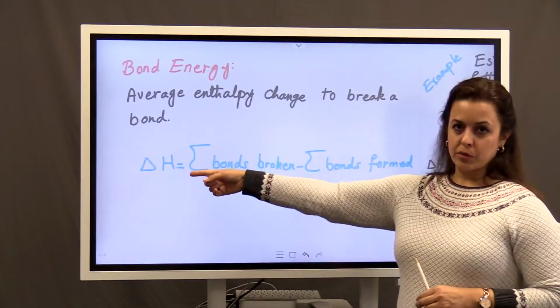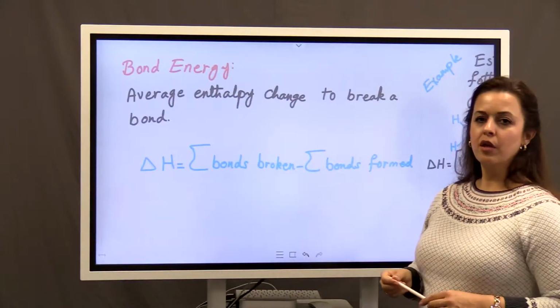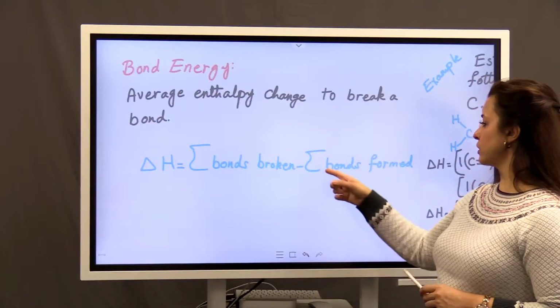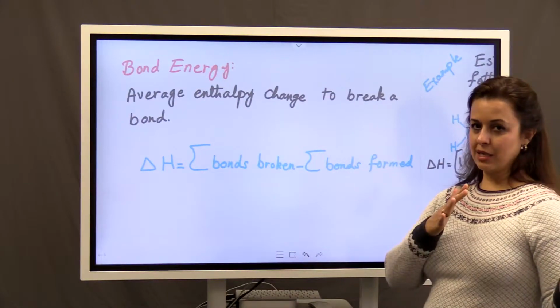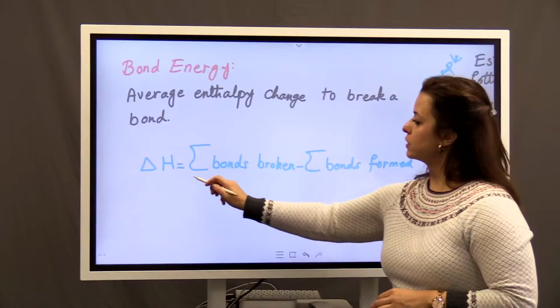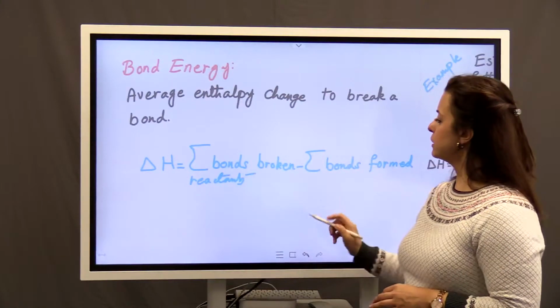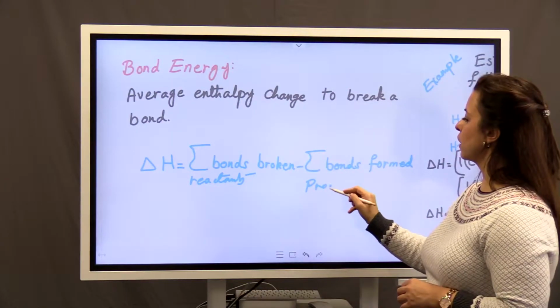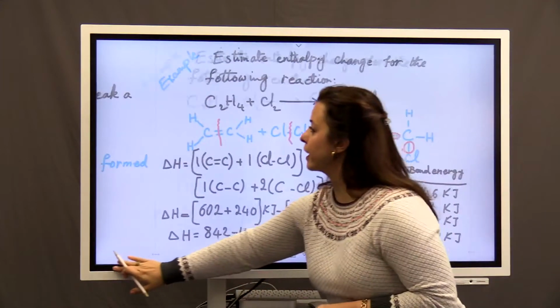We said it's an enthalpy change, right? Delta H is sum of broken bonds minus sum of the bonds formed. Broken bonds are in the reactant side. Formed bonds are on the product side. So this is for the reactants, and this is for the products, right? So let's make it more clear with an example.